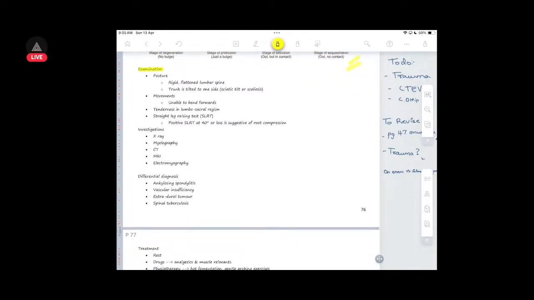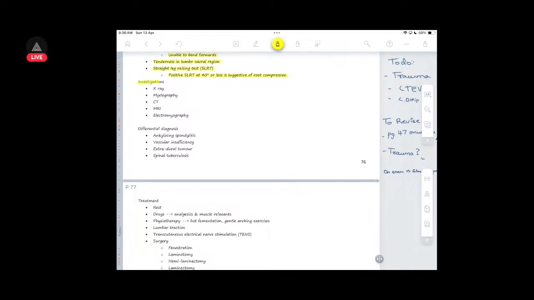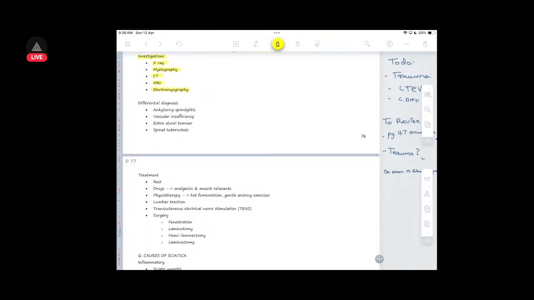On examination, you have to check the posture. It may be a rigid, flattened lumbar spine. The trunk is tilted to one side, which is sciatic tilt or scoliosis. Movements: you will not be able to bend forward. There may be tenderness in the lumbosacral region. You can do the straight leg raising test, which is positive at 40 degrees or less, suggestive of root compression. Investigations: X-ray, myelography, CT, MRI, and electromyography. It can be differentiated from ankylosing spondylitis, vascular insufficiency, extradural tumor, and spinal tuberculosis.